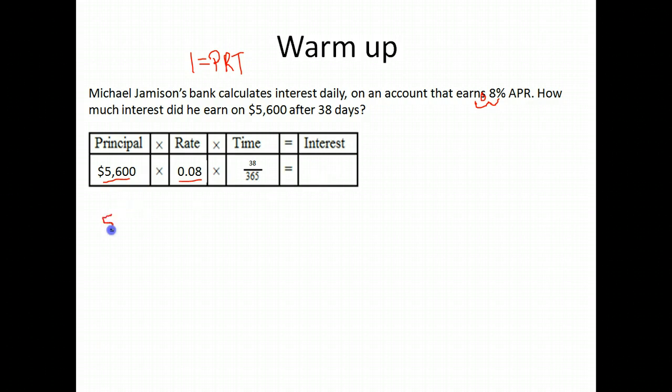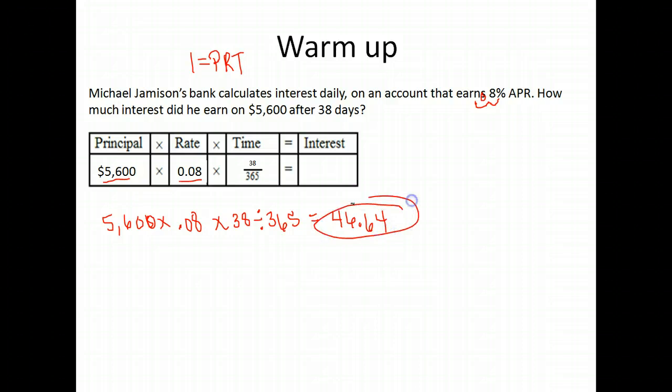So you just take out a calculator. Now if you want to just key the string of numbers into your calculator, this is what it would look like. 5,600 times 0.08 times 38 divided by 365, that fraction bar. We can use divided to fill it in. And when we do that, we get $46.64 is the amount of interest that he would earn.